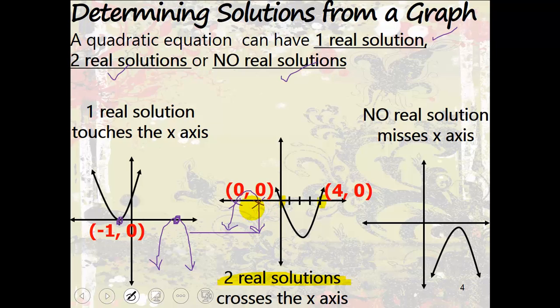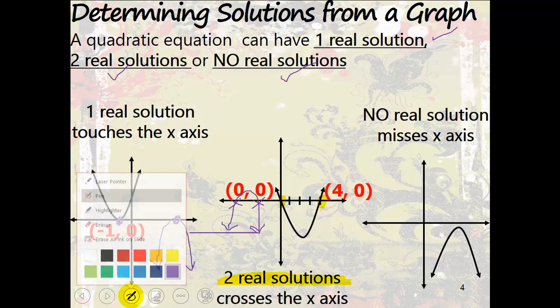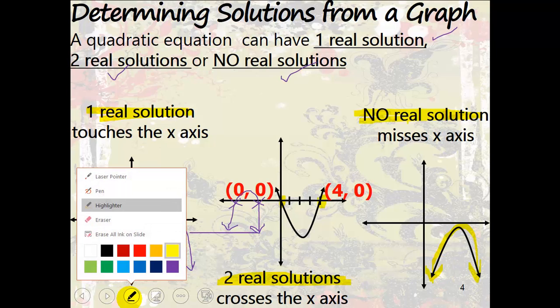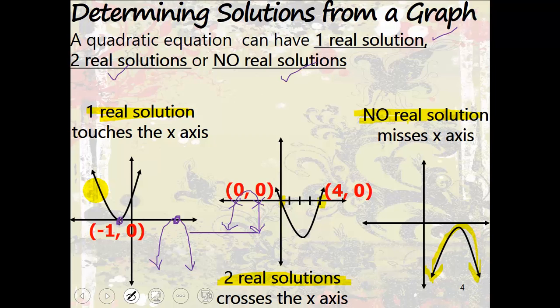The third option is no real solutions. We had one real solution, two real solutions, no real solutions. Notice how the graph misses the x-axis altogether. It doesn't even touch it. No touching at all. It could also look like this, like it would be above it. That would be no real solutions.